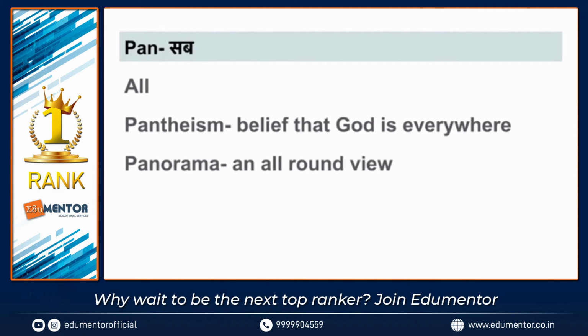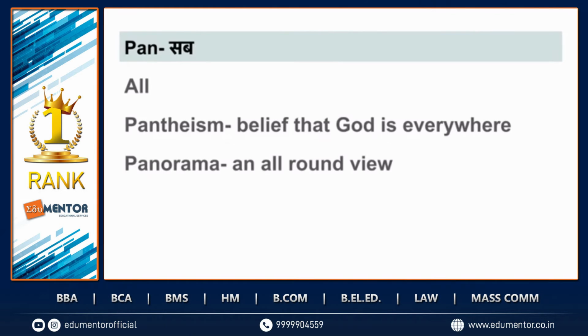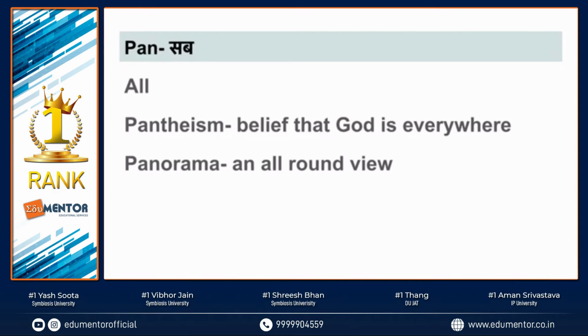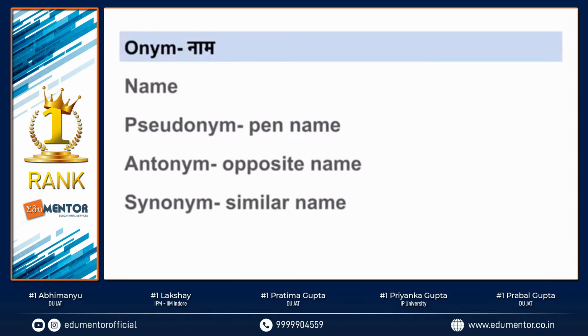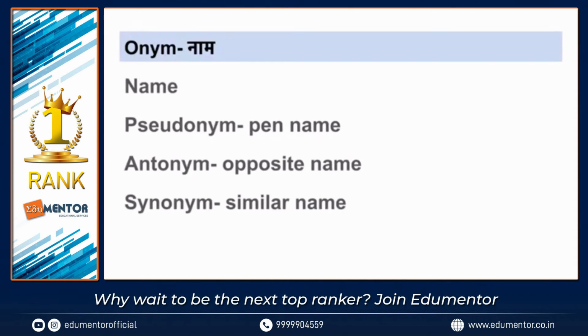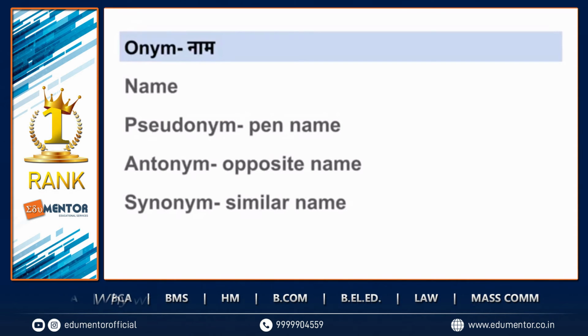Pan means all, okay? So pantheism, a belief that God is everywhere, panorama, an all-round view. That is how these words come from the root word pan, which means all. Onim is name. You need to remember onim means name.